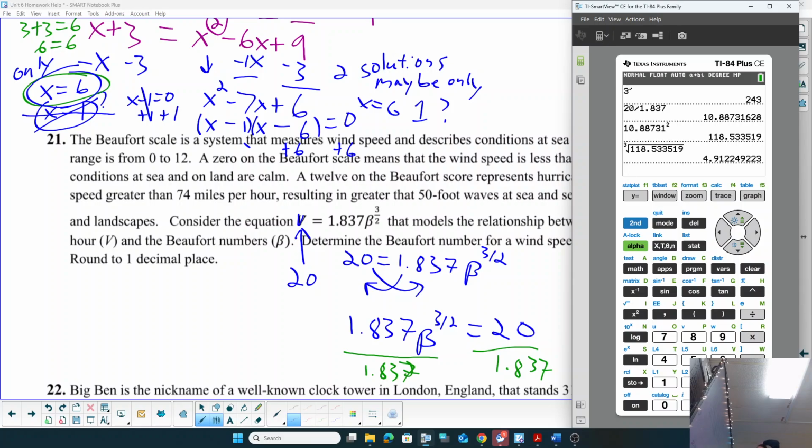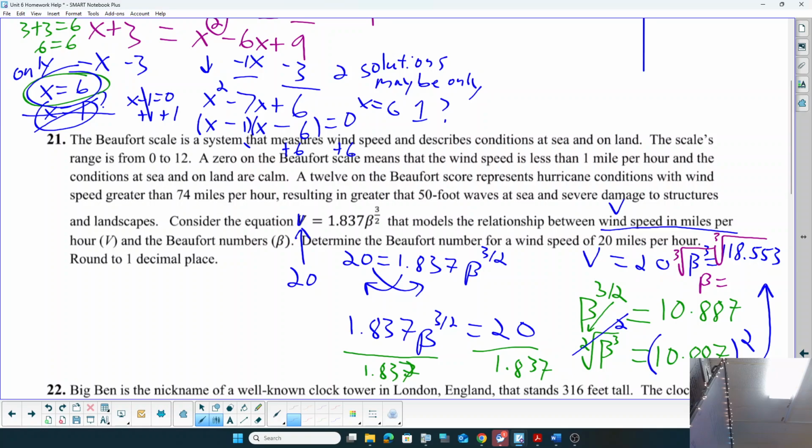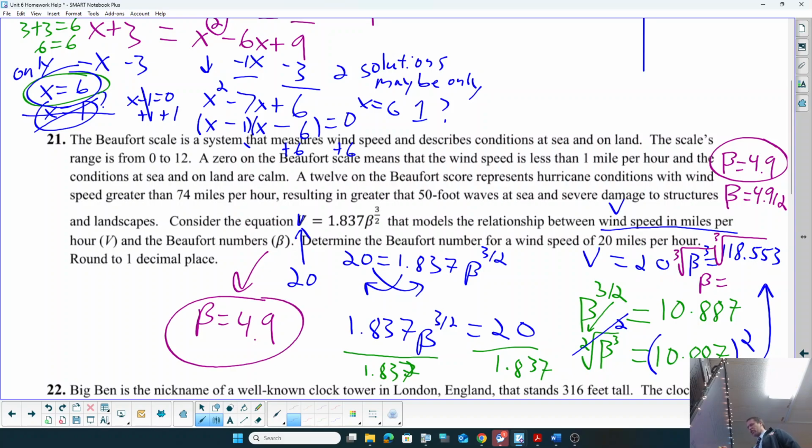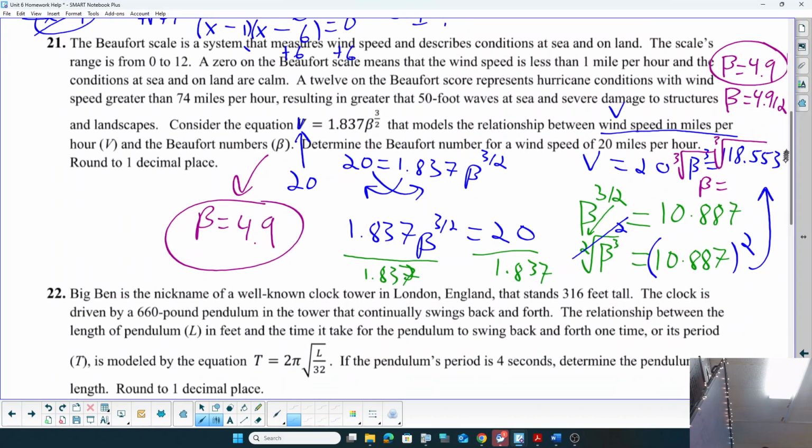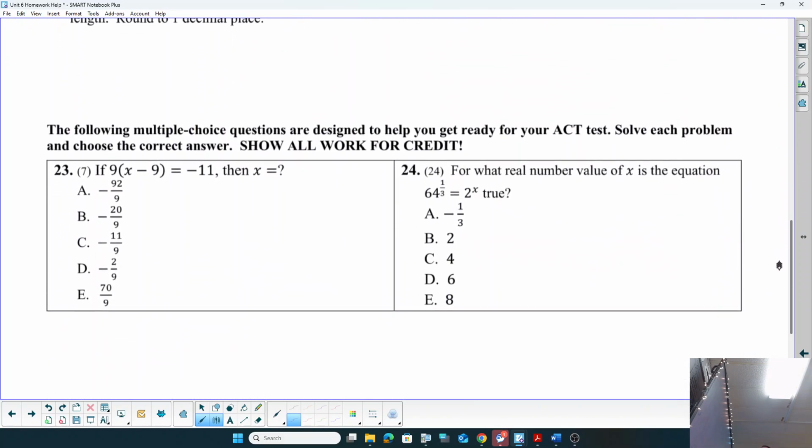Let's see here, just say round to one decimal place. So that should just be 4.9 then. We get our Beaufort value there of 4.9122, so we round to approximately 4.9 as our answer. Good job. So try number 22 on your own with Big Ben, and also try 24 on your own.